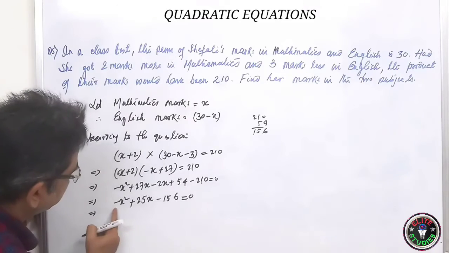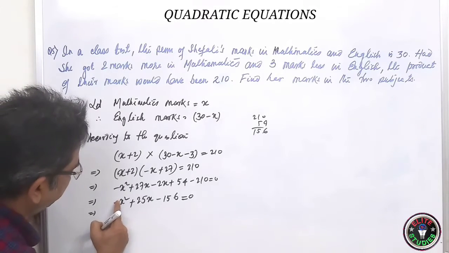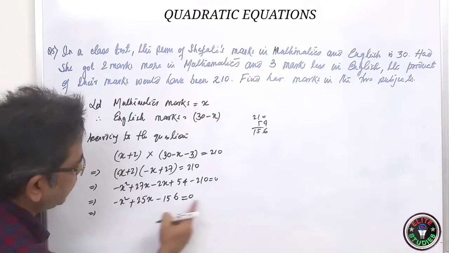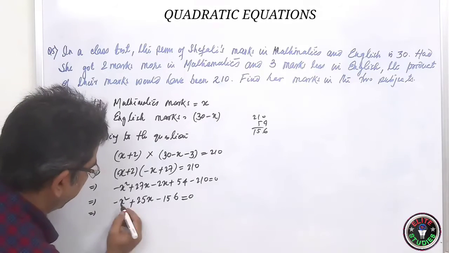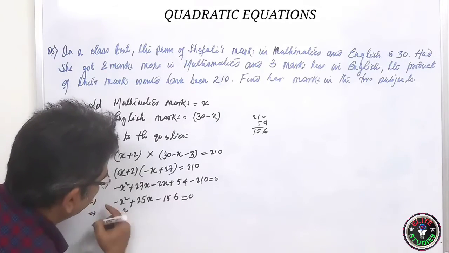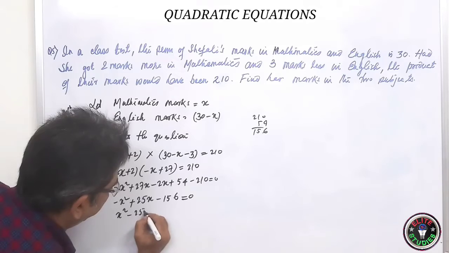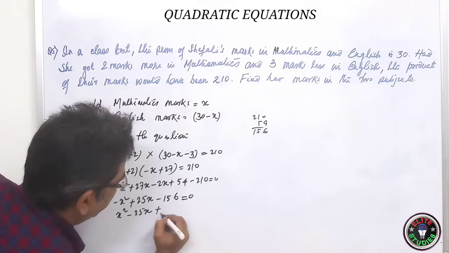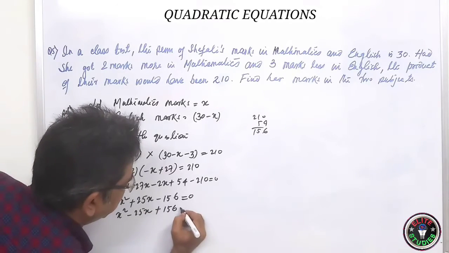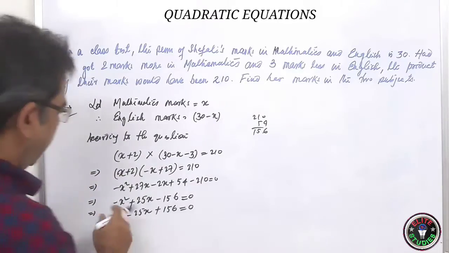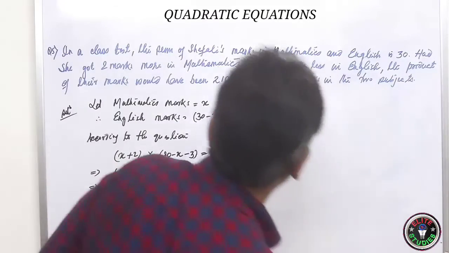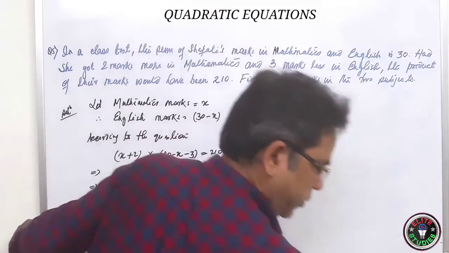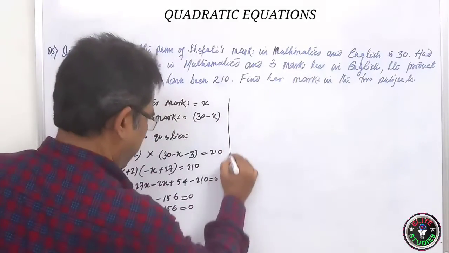So for convenience, you keep the coefficient of x square as positive. So multiply throughout by minus. Minus minus plus, so x square minus 25x, and minus minus plus 156 is equal to 0. You have framed the equation. Now the next step is to solve it. Solving.